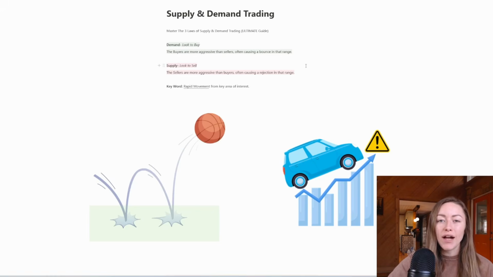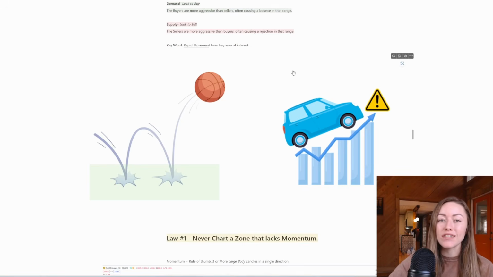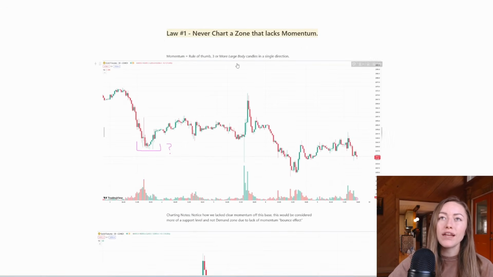Okay, so enough of supply and demand. If you're brand new, I hope you understand the basics. But now let's move into the 3 laws that I was referring to. So law number 1 is never chart a zone that lacks momentum.